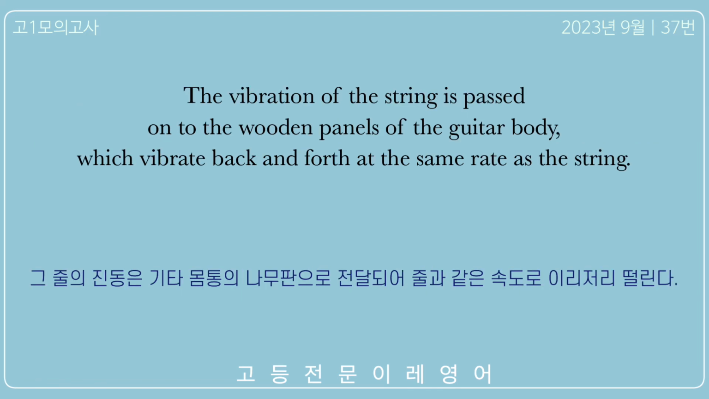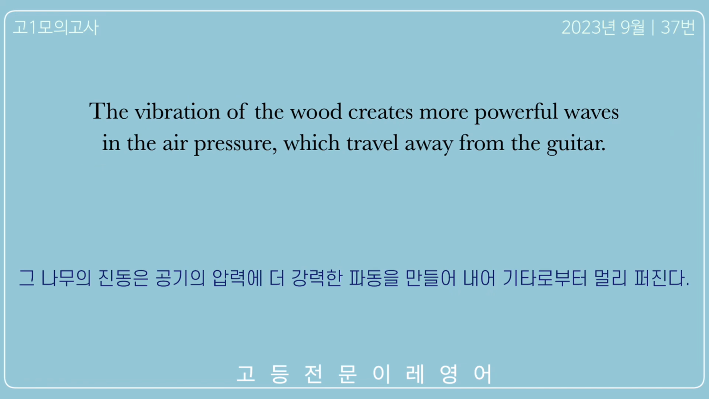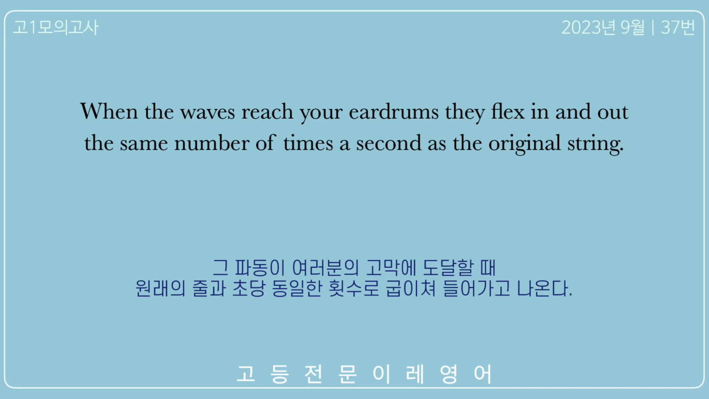The vibration of the string is passed on to the wooden panels of the guitar body, which vibrate back and forth at the same rate as the string. The vibration of the wood creates more powerful waves in the air pressure, which travel away from the guitar. When the waves reach your eardrums, they flex in and out the same number of times a second as the original string.